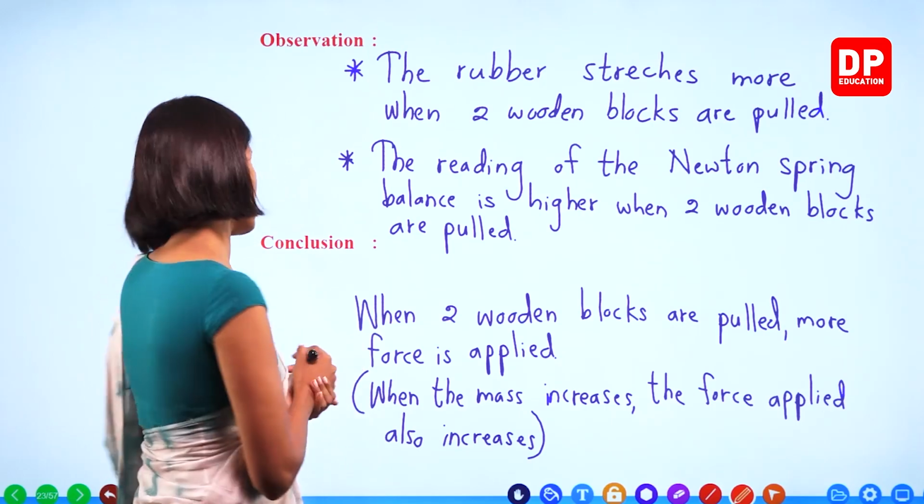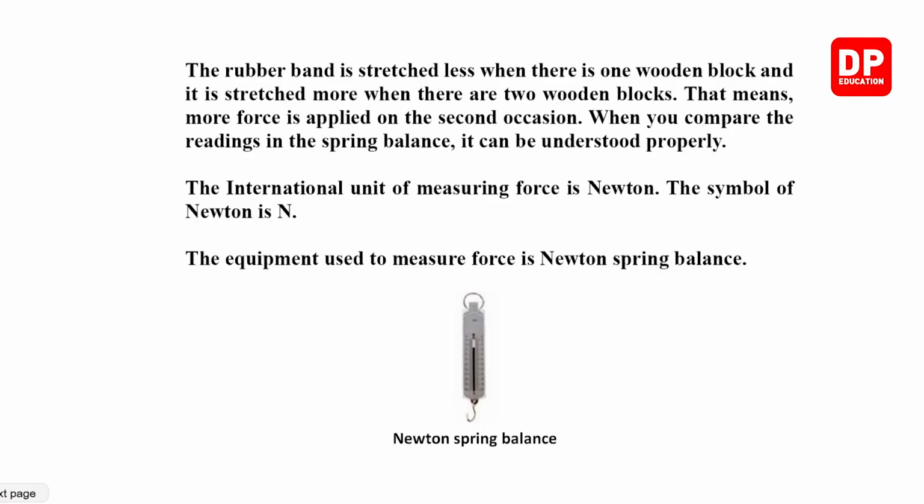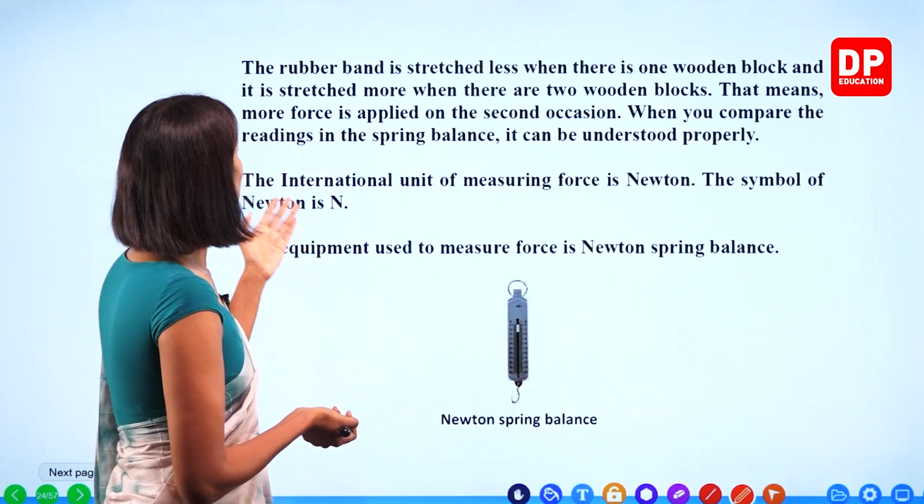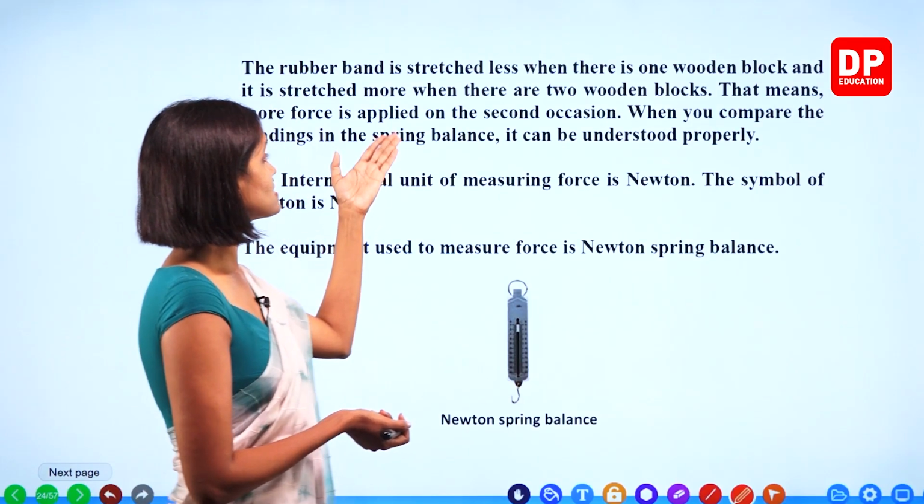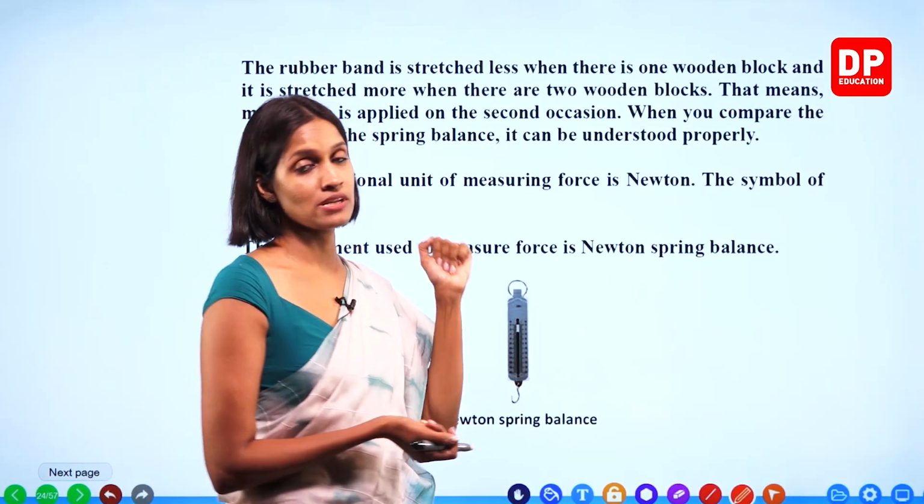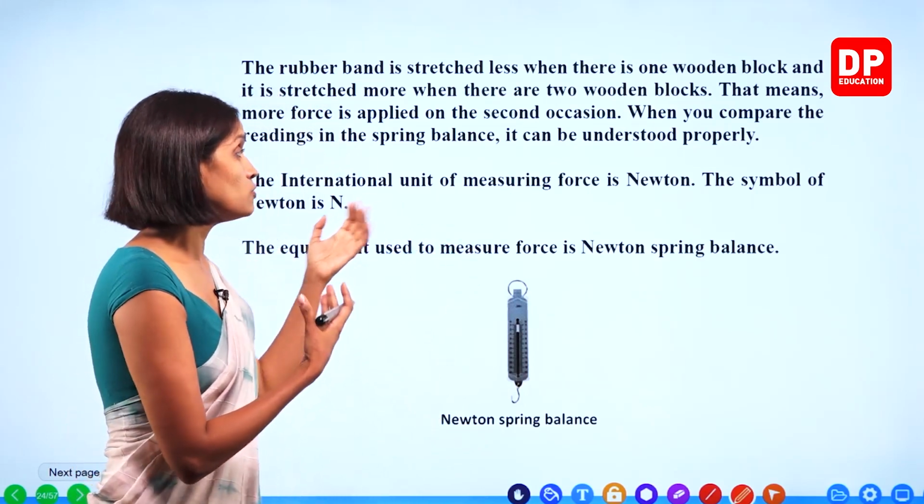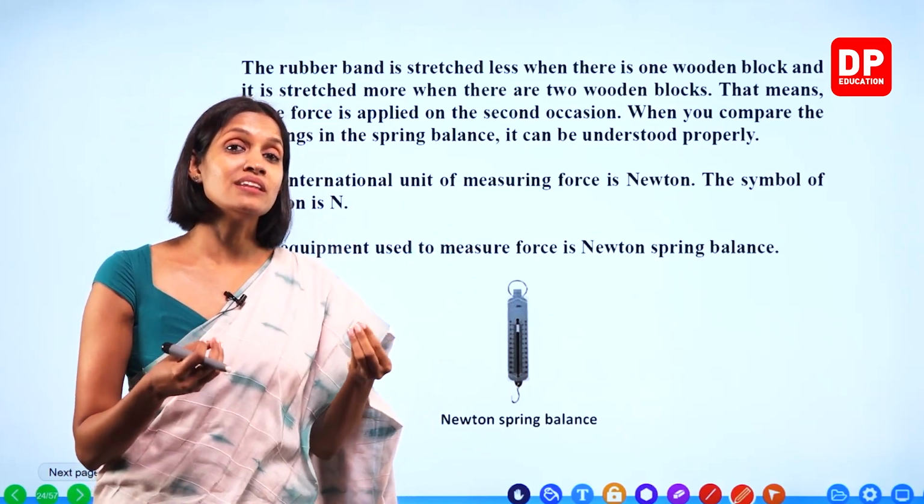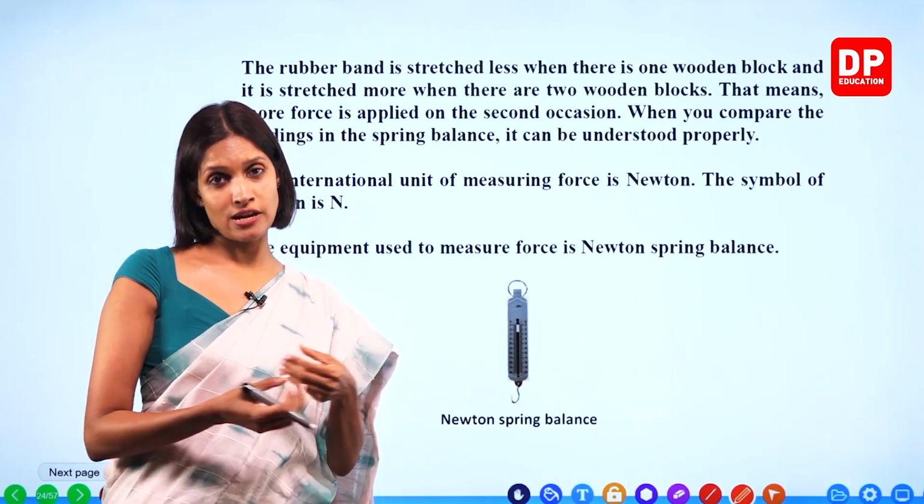Okay, children? Right. The rubber band is stretched less when there is one wooden block, and it is stretched more when there are two wooden blocks. Okay? That means more force is applied on the second occasion. So when you compare the readings in the spring balance, it can be understood properly. Using the Newton spring balance, you can get the reading, so numerically you can understand this.